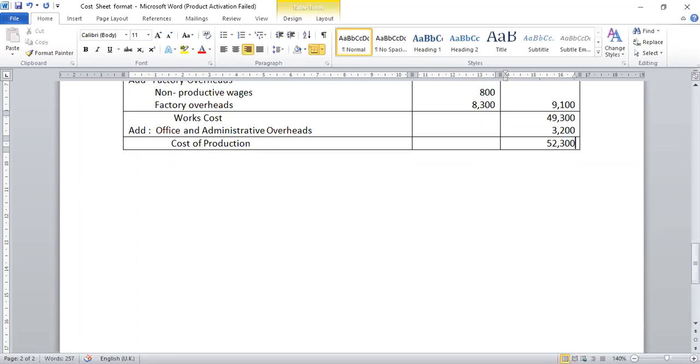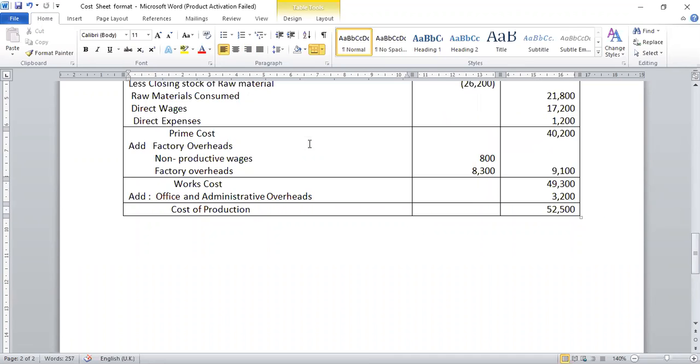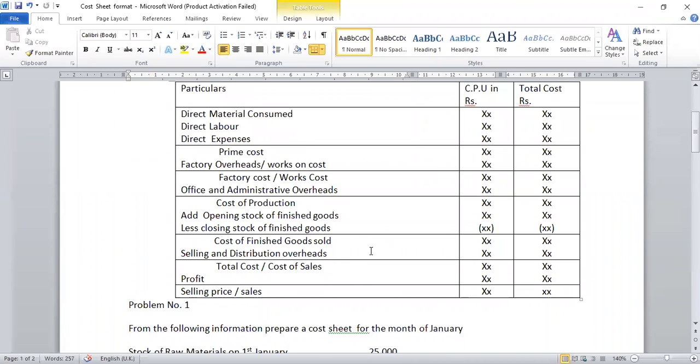After that, as per format, they have given opening stock of finished goods and closing stock of finished goods. 52,500. This will be your cost of production. In cost of production, what are we going to add? See your format. This is your format. Cost of production, add opening stock of finished goods, less closing stock of finished goods.